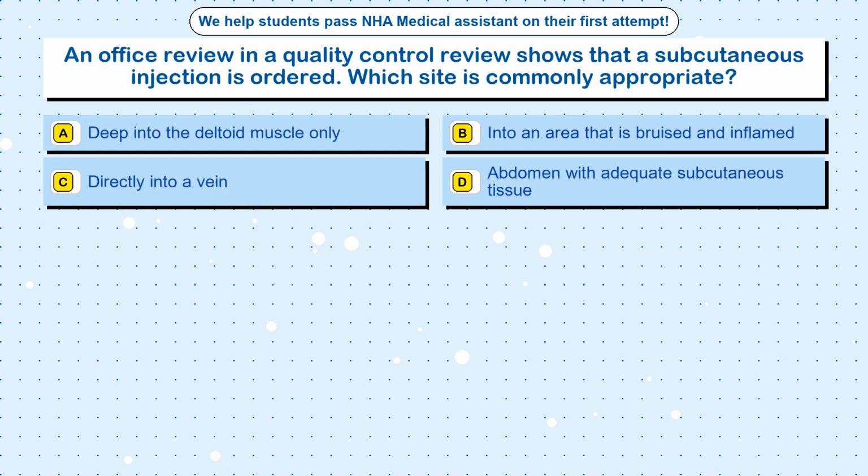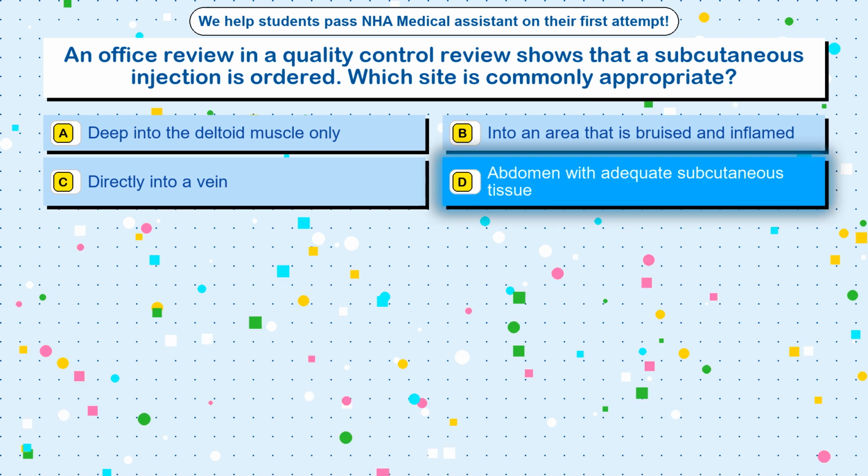Question 89. An office review in a quality control review shows that a subcutaneous injection is ordered. Which site is commonly appropriate? Option A, deep into the deltoid muscle only. Option B, into an area that is bruised and inflamed. Option C, directly into a vein. Option D, abdomen with adequate subcutaneous tissue. The correct answer is option D, abdomen with adequate subcutaneous tissue.